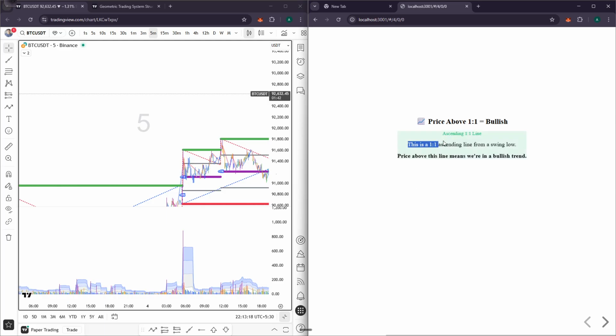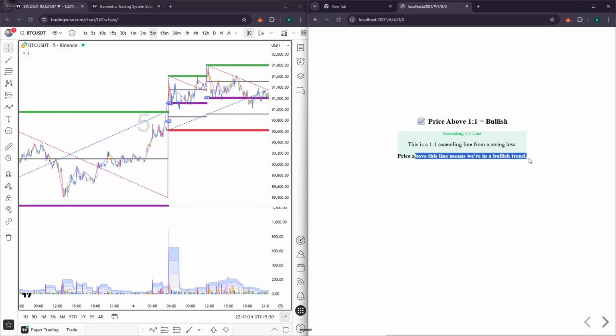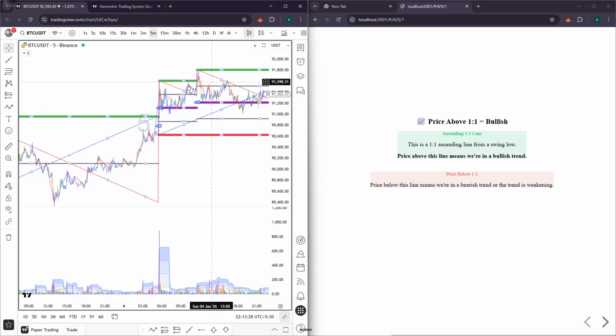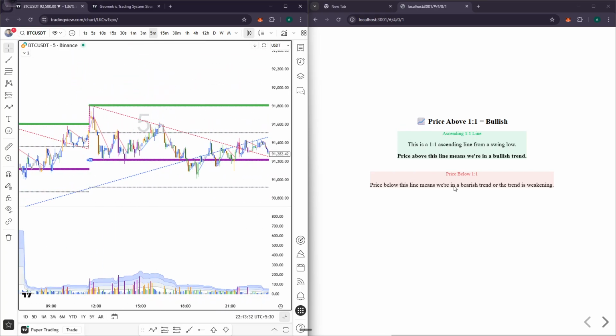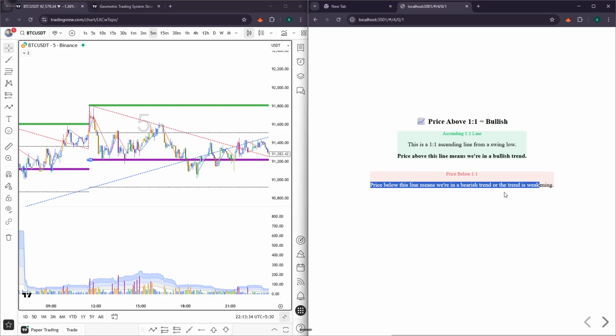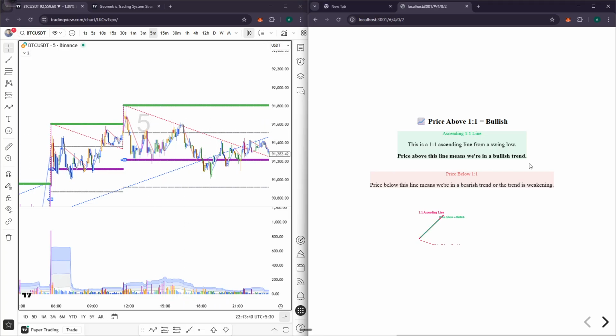So this is a one by one ascending line from a swing low. Price above this line means we are in a bullish trend, and price below this trend line, you see here, means a bearish trend, or the trend is weakening. As you can see, as it touches there, it comes down. So with the one by one ascending line, price above is bullish.